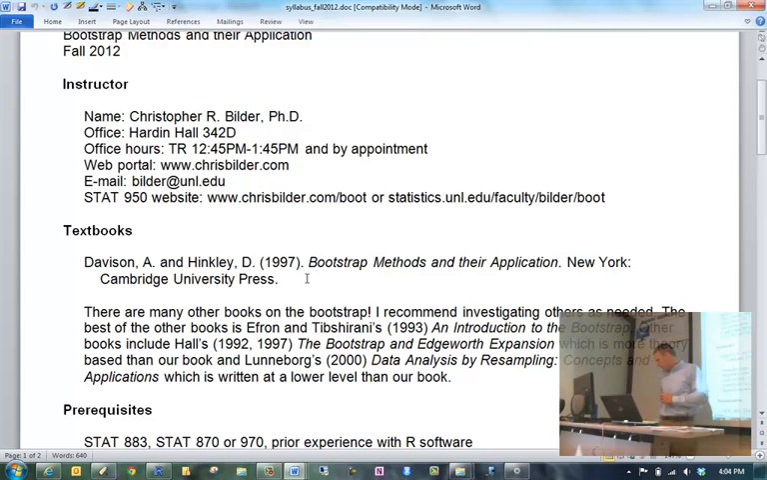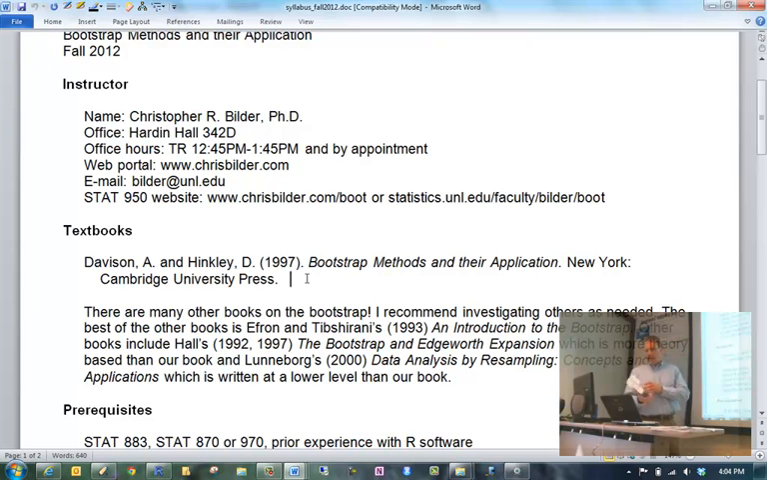And as for textbooks, this is what it should look like. You've got the right book. I think this is a fairly cheap book, at least comparatively to others. How much did any of you pay for it? Okay, good.